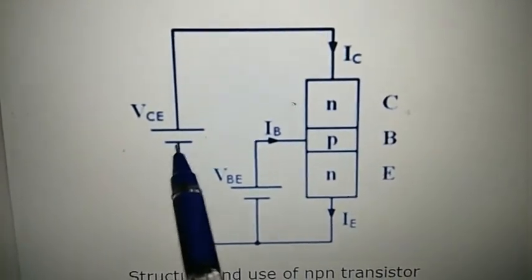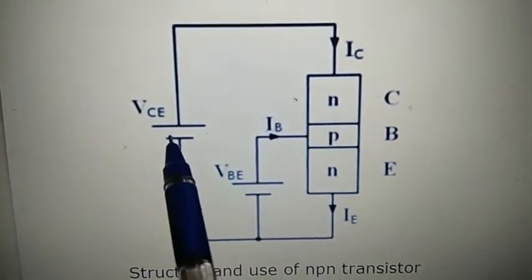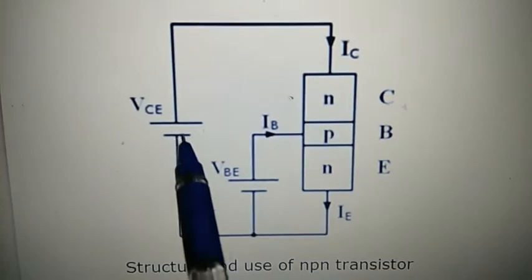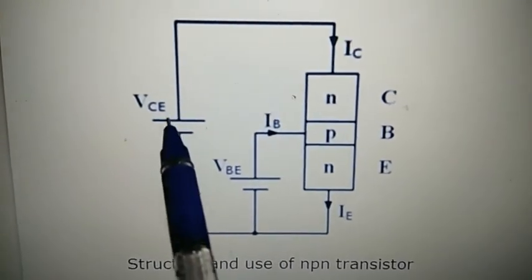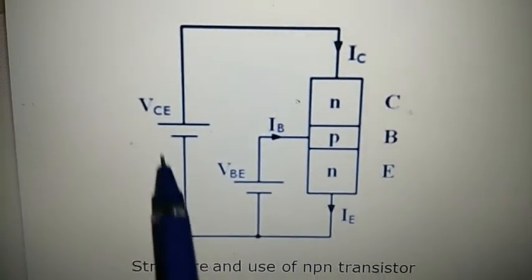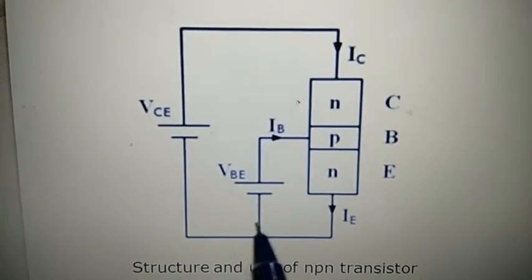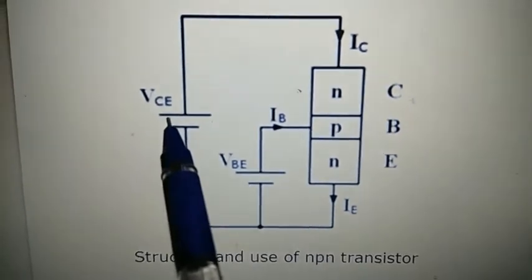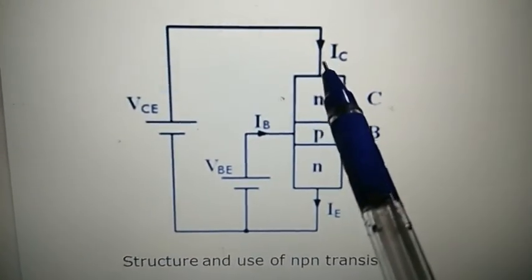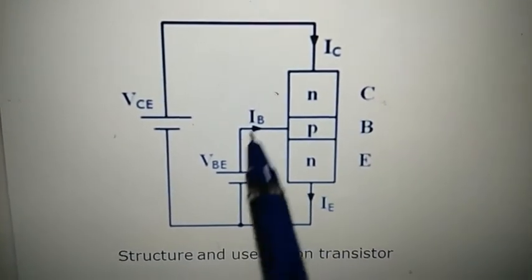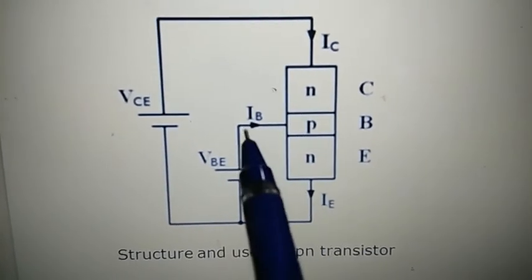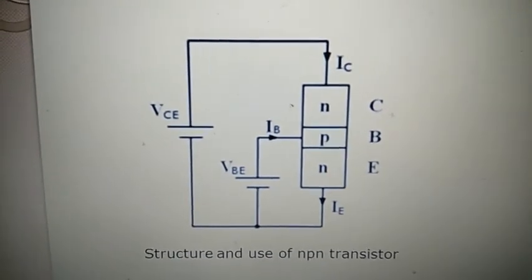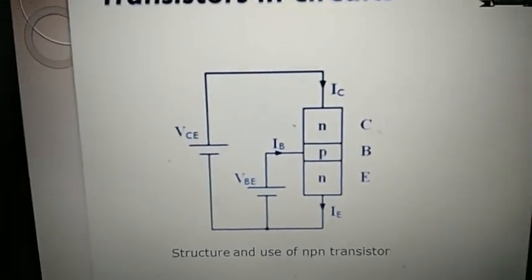The battery at the collector, VCE, is written here. This is the voltage actually. We will refer to the batteries in terms of plus VCC and minus VEE or VCC. And this is VBE, base to emitter voltage. This is collector to emitter voltage. This is the flow of collector current, emitter current and base current. IE is always equal to IB plus IC. This is the structure and use of an NPN transistor.